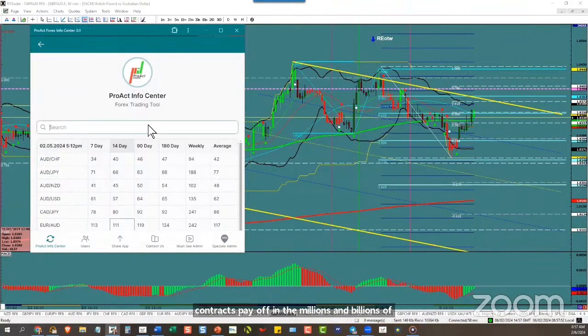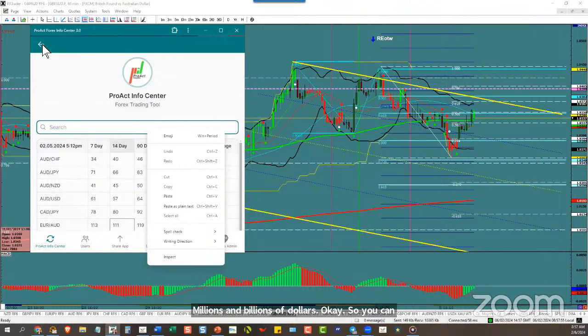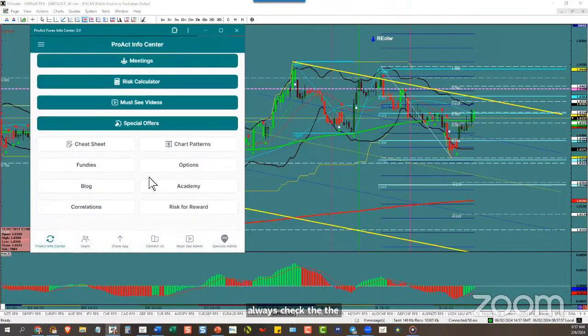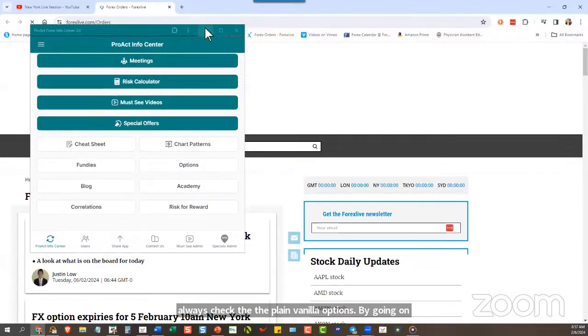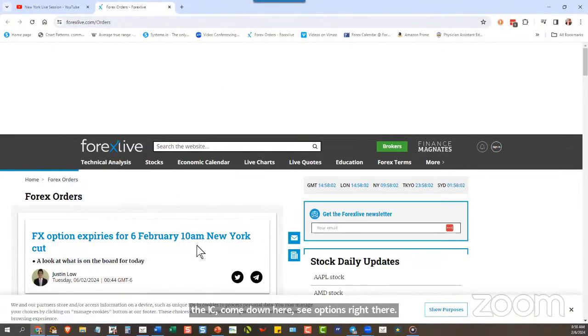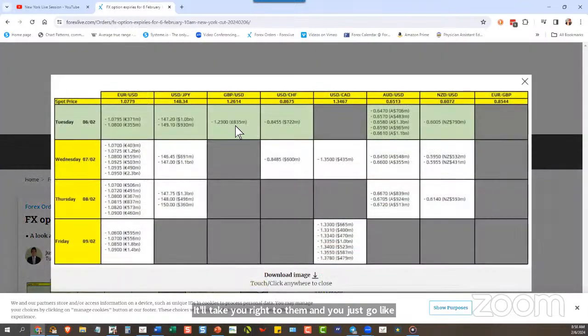Okay. So you can always check the plain vanilla options by going on the IC, come down here, see options right there. It'll take you right to them, and you just click it up right there, click open the Google sheet, and today is Tuesday. And here we go. So you can see 3.5 million, 371 million, 930 million, $1 billion. Nothing's in play right now because it's bolded if it's in play. But notice the five numbers. There's 5 numbers right there.